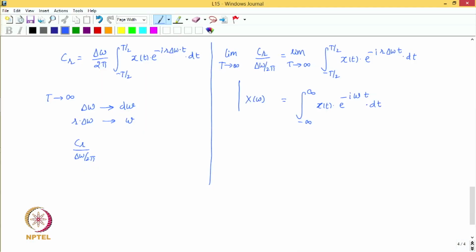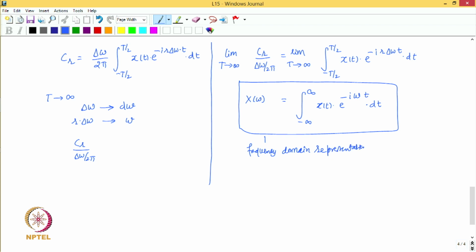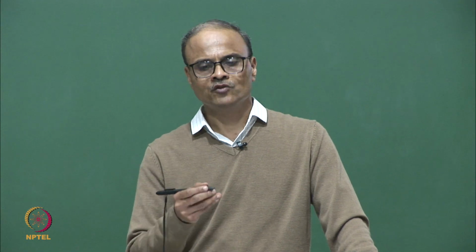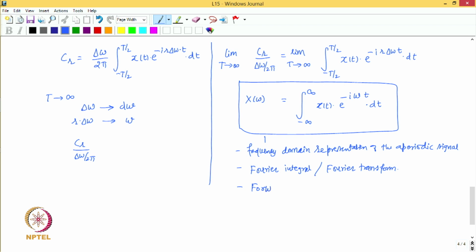So, therefore, this is nothing but the frequency domain representation of the aperiodic signal. Okay, and it is in the form of an integral. Okay, so that is why it is also called as Fourier integral, or also called as Fourier transform. And this allows us to convert a time domain signal into a frequency domain signal, and hence it is also called as forward Fourier transform.